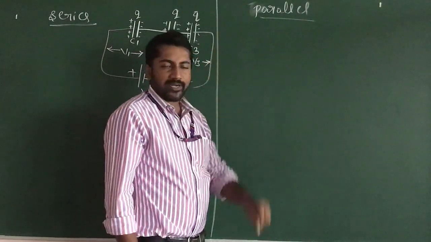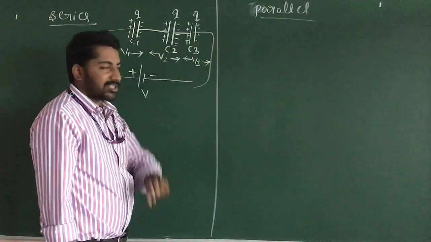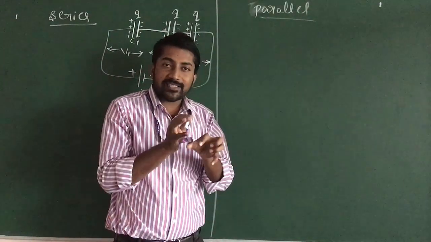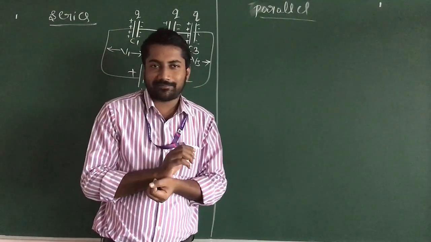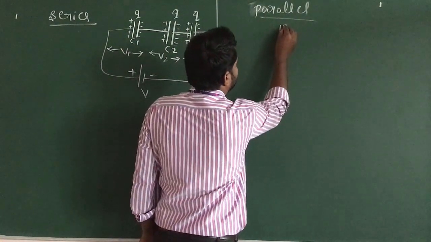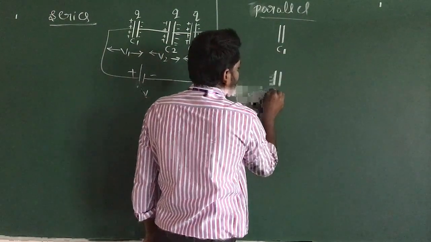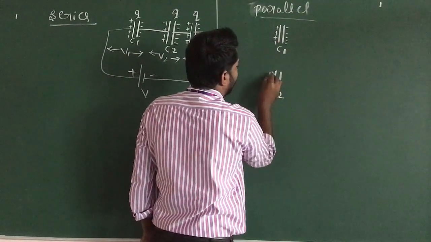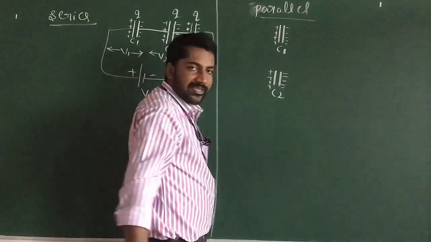Series combination means it is the end-to-end connection. Parallel combination means we apply the potential difference to the two capacitors or three capacitors at a common point. Now I consider this is capacitor C1 and this is capacitor C2. This is the positive plate and this is the negative plate of the capacitor, and this is the positive plate and this is the negative plate of the other capacitor.